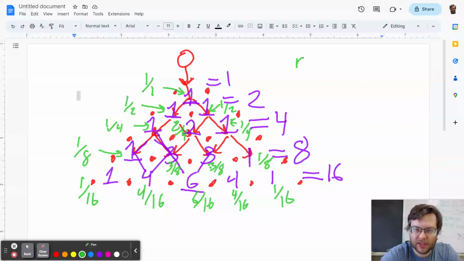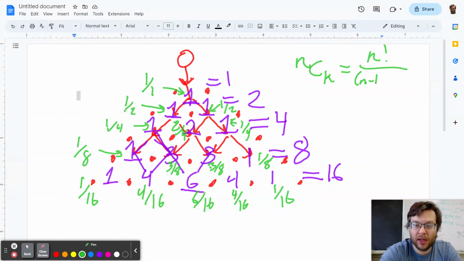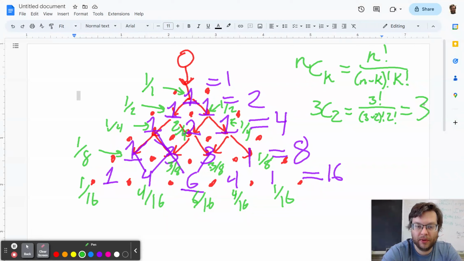So what I'm saying is n choose k, which the formula, remember, is n factorial over n minus k factorial times k factorial. This will give you one of the entries in Pascal's triangle. So let's do a quick example. Let's say I did 3 choose 2, and I'd get 3 factorial over 3 minus 2 factorial, 2 factorial. That ends up being the number 3.